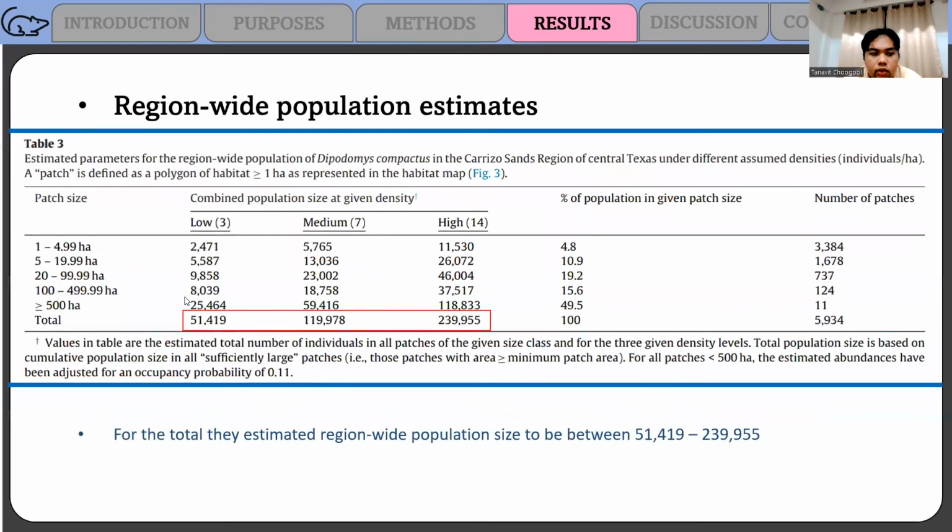Next one is region-wide population estimates. For Table 3, for the total, they estimate the region-wide population size to be between 51,419 and 239,955.